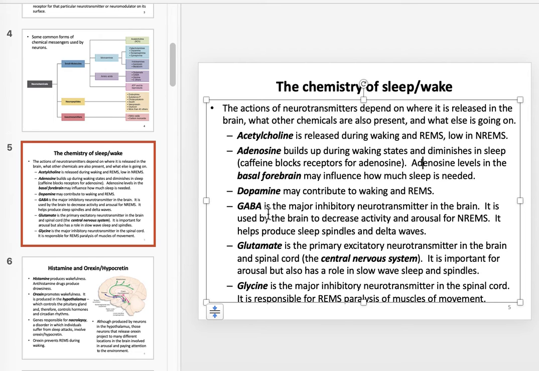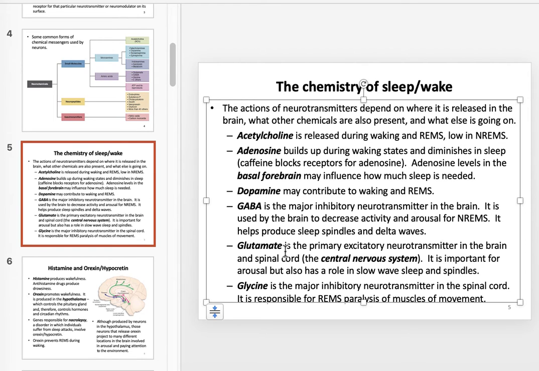GABA, as I mentioned, is a major inhibitory neurotransmitter in the brain, and so it decreases activity. It has a calming effect, and that may be very important for falling into non-REM sleep. It also helps your brain start to produce sleep spindles and delta waves, those kinds of waveforms that signal that we're falling into a sleep-like state.